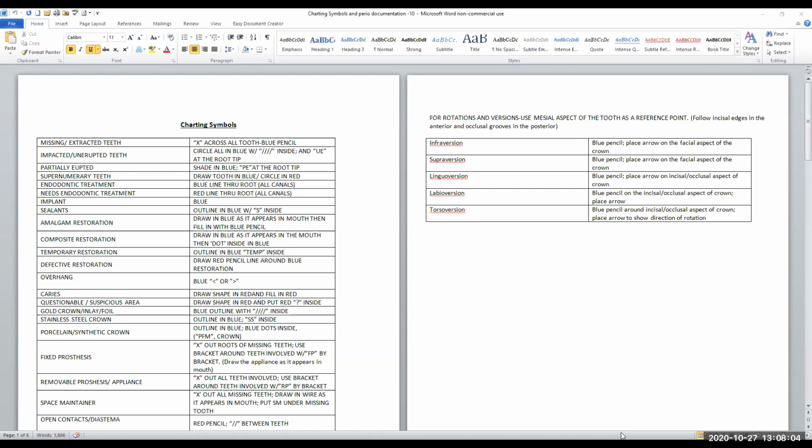Partially erupted, shade in blue, PE at the root tip. Supernumerary, draw in the tooth in blue and circle it in red. Root canal therapy. All right, sealants, blue S. Amalgam restoration appears as it does in the mouth and it's all blue, versus composite, which is blue but has little dots on it. Gold will have slashes on it. So this will be your guide on how you can chart things.